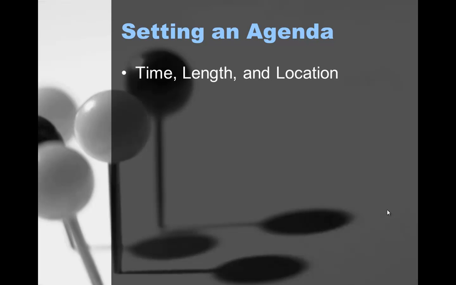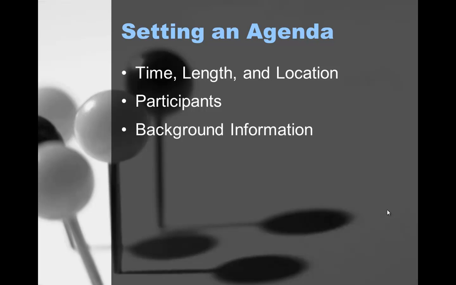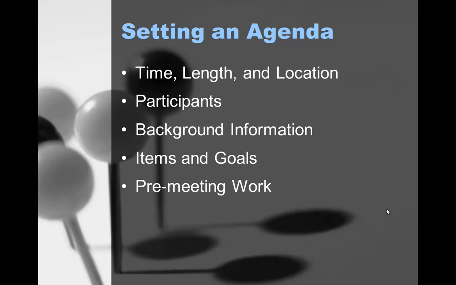But in an agenda, you want to discuss time, length, location. Also, it should have the participants that are going to be in the meeting listed, some background information to let people know kind of what this meeting is about, your readings, those kind of things, your items and your goals, what you're going to discuss in the meeting. And then any pre-meeting work, readings people have to do, things they have to do to make sure that they're involved and ready and on task for the meeting.